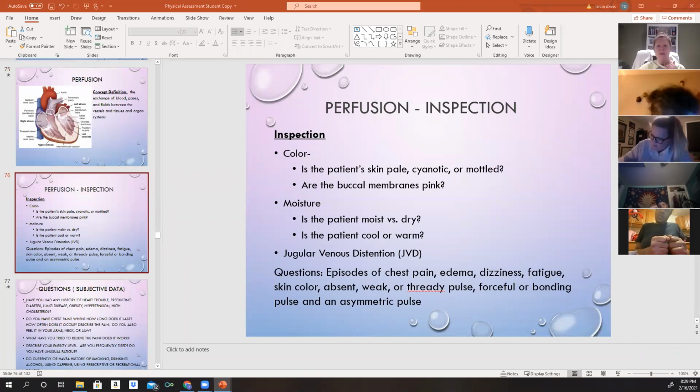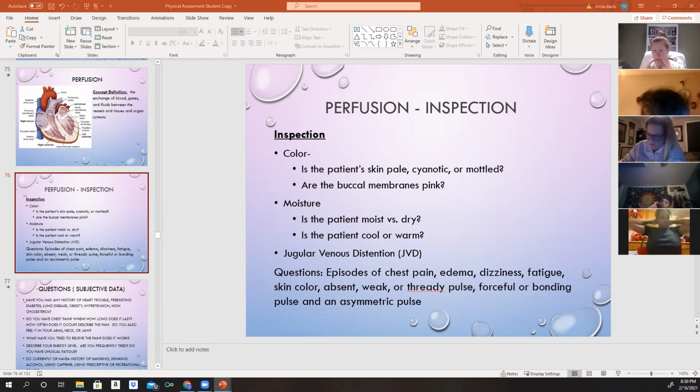So when we're looking at perfusion issues, we're going to inspect. So again, we're going to look at our patient's color. Is their skin pale? Is it cyanotic? Is it mottled? So sometimes when patients are actively dying, their lower extremities get what we call mottled. So it's just like little bits of redness all over and little areas of paleness. That's very common. As the heart slows down, that good perfusion is not getting all the way down to the lower extremities. So that's when you see that mottled.